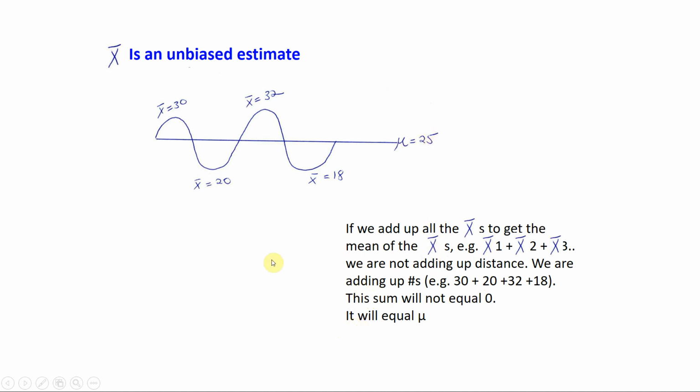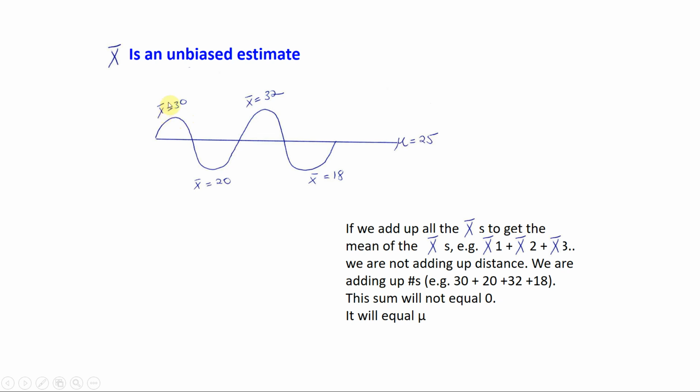Now, if you do add them all up, what you're going to see is that the overestimates will eventually cancel out the underestimates, so that if we were to take the mean of all these numbers, so take the mean of 30 and 20 and 32 and 18, you will get mu. You'll be left with this. Now, I just made up these numbers. I didn't get a calculator to see if this will actually equal 25, okay? So don't try and figure that one out, all right?